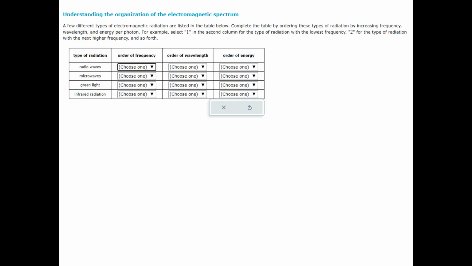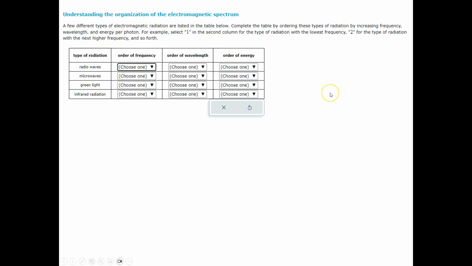So often you'll have ranking problems where you're asked to relate these names of parts of the electromagnetic spectrum to frequency, wavelength, and energy. So in this type of problem, you just want to be really careful that you don't accidentally get things reversed, because that's a very common issue with ranking problems. So the question reads, a few different types of electromagnetic radiation are listed in the table below.